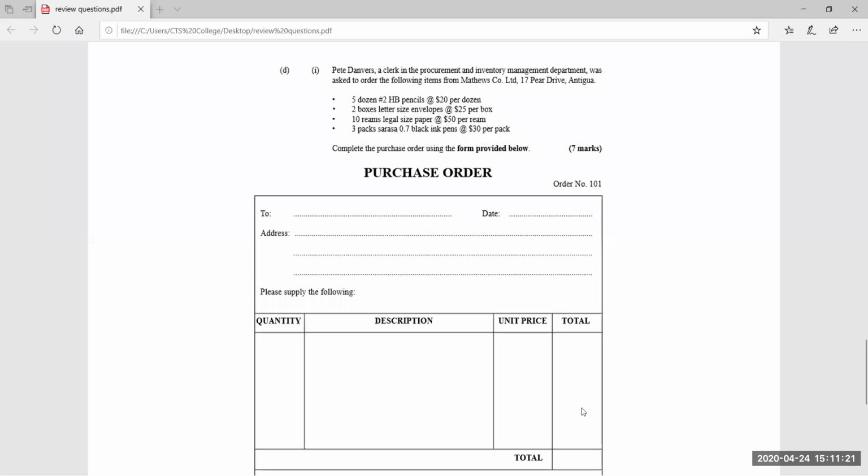What goes there? What goes in quantity? 3. What's the description? Packs, Sarasa 0.7 black ink pens. So the text goes in here. What goes in unit cost? $30. Good. So 30 by 3 gives you 90.